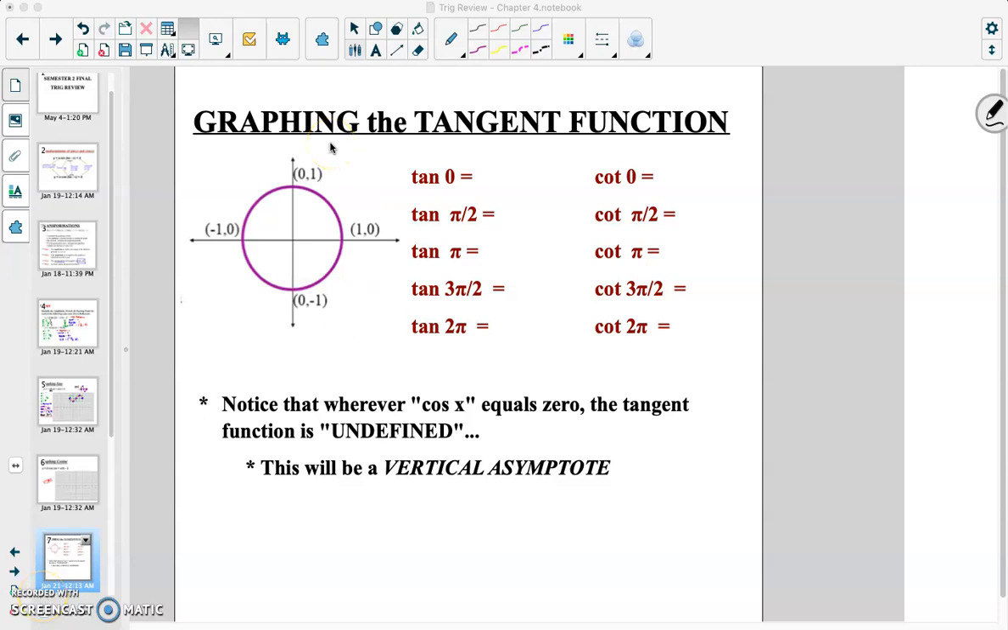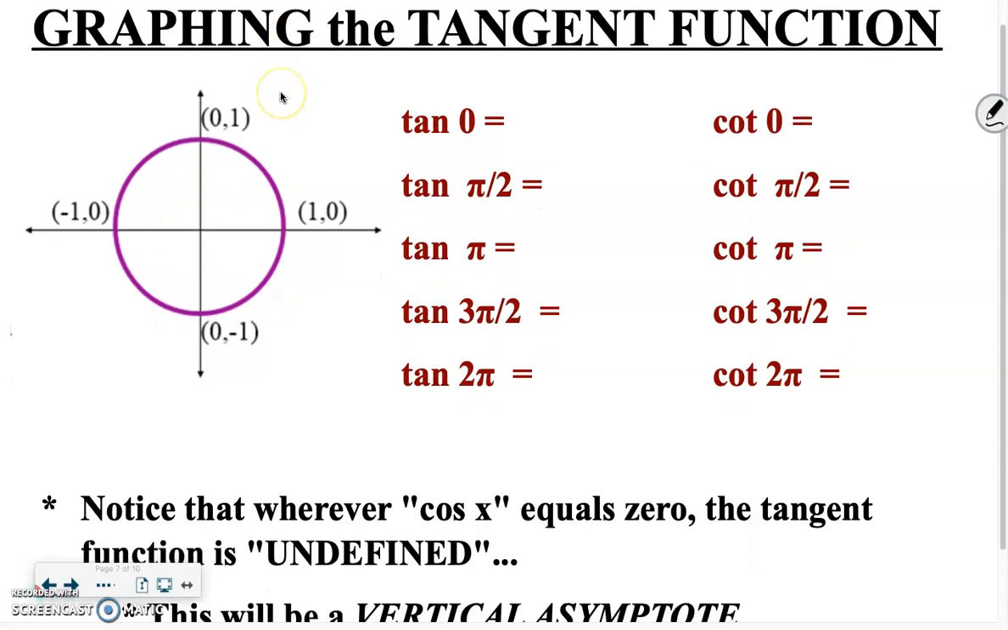All right, guys, graphing the tangent function. Let's take a quick look here at graphing the tangent function. The good news is that if you remember a few key pieces of information, you're going to be just fine when it comes to the tangent function. So for starters, I'm going to cross this out. We're not too concerned about the cotangents right now.